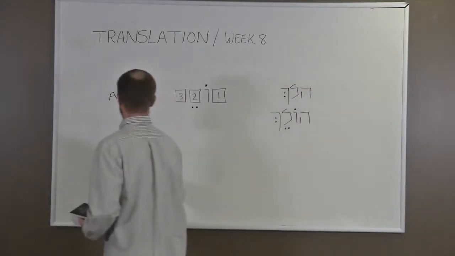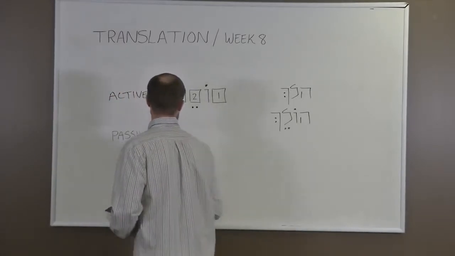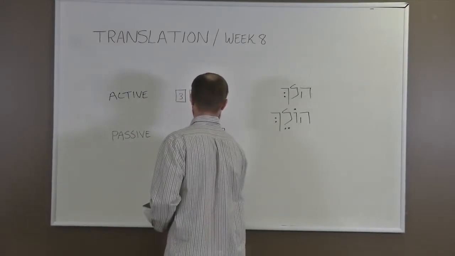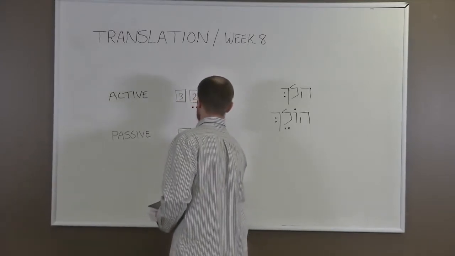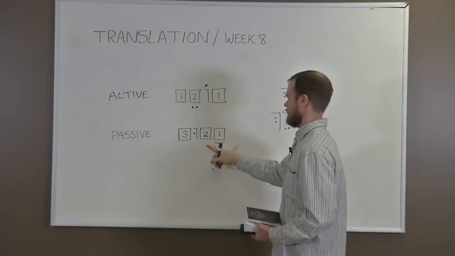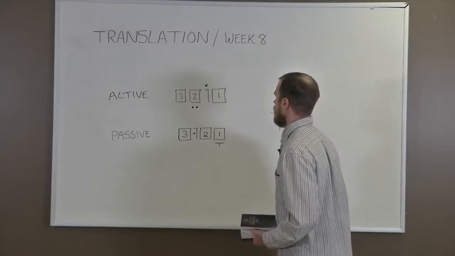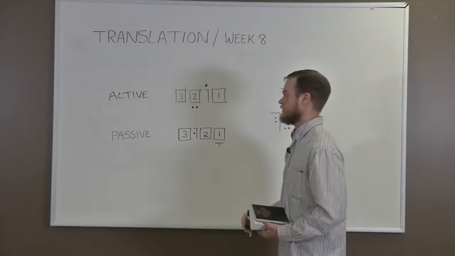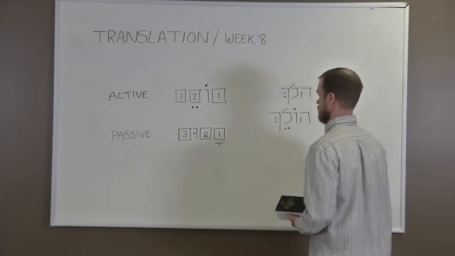The passive participle, the pattern on that is this. First radical, second radical vav with shuruk, and then third radical. So this is in the present tense, but it's the passive voice. The subject of the sentence is having this done to them, rather than doing it.